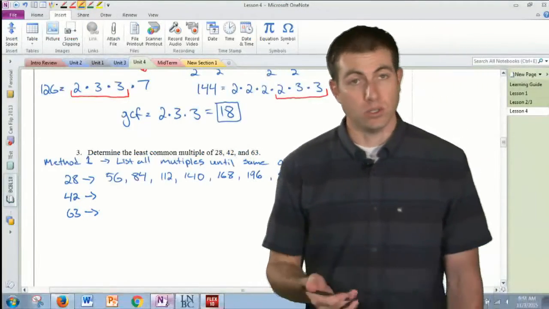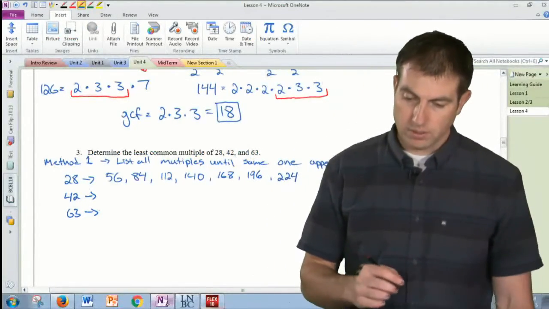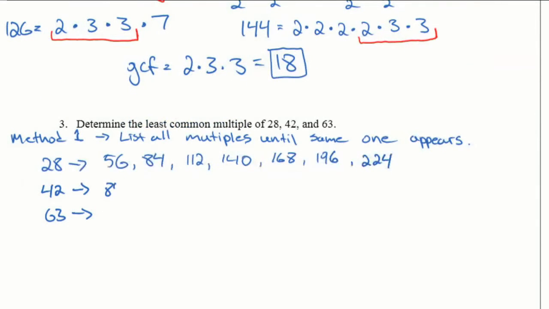So if I go 42 times 2, I get 84. And I'm thinking, I see 84 has appeared here and here. Maybe that's the one I'm looking for. Maybe it's not. I still have to do the 63. 42 times 3 is going to be 126. Times 4 is 168. Times 5 is 210. So maybe I'll just go to 210.